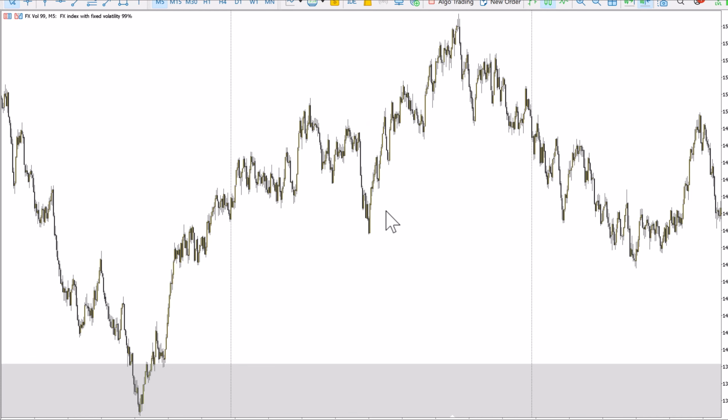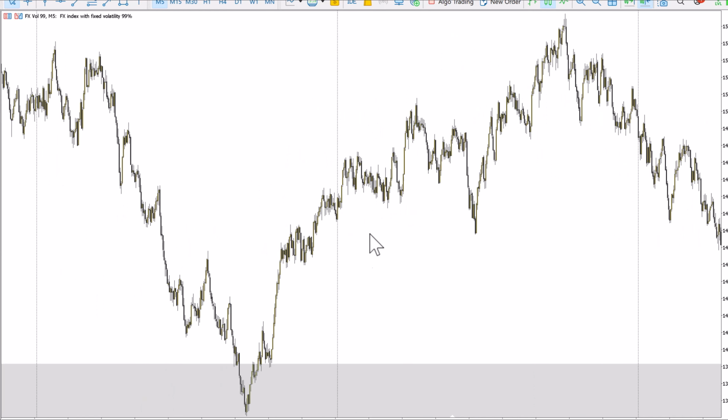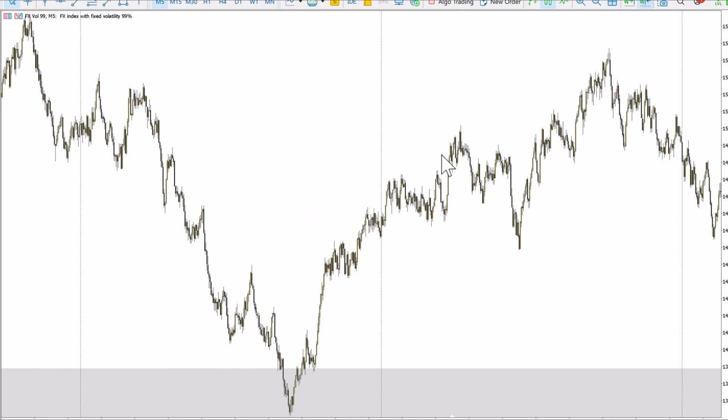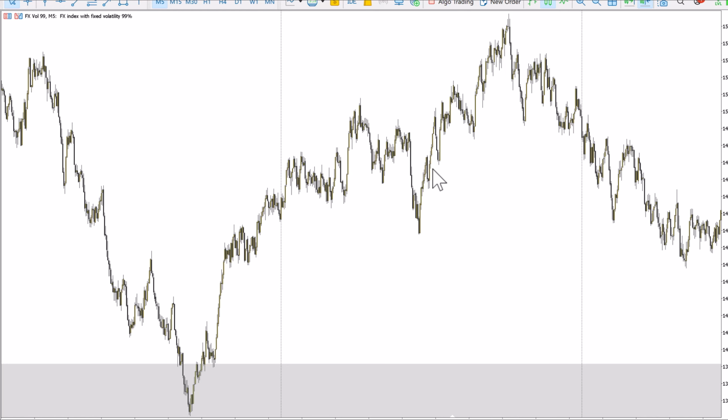So number one, what you need to understand is to identify a trend that is actually in play on that particular time frame. If you look at this particular day, this is on FX Volatility 99, and it is offered by World Trade. The links are also in the description down below. You can choose your poison.